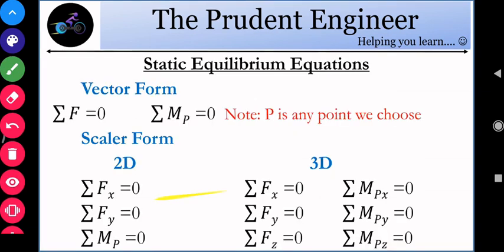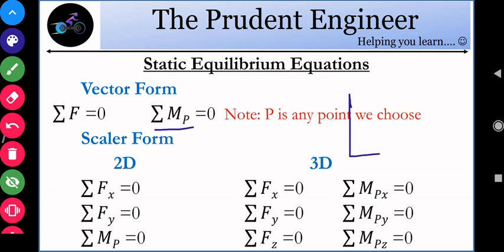Okay, so let's start. In the static equilibrium equations in vector form, if you have a body over which the sum of all the forces is equal to 0, and at the same body there is a particular point P about which the sum of all the moments is equal to 0, then that body is said to be in static equilibrium.